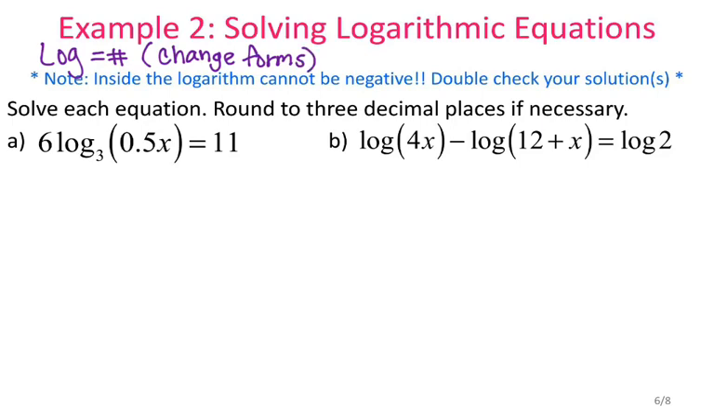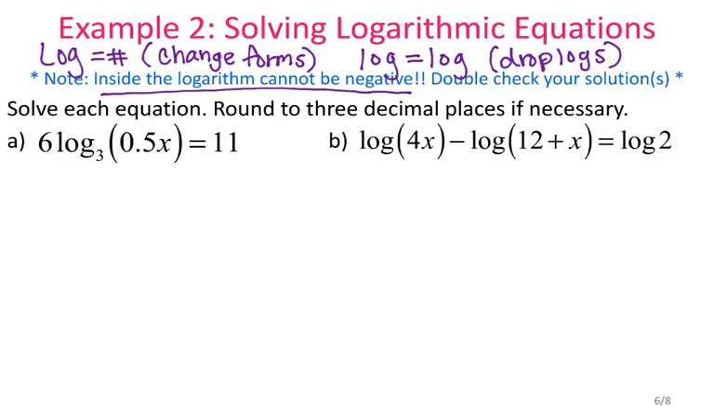So you would change from logarithmic form to exponential form, or if you have log equals log, that is when you are going to drop the logs and set what's inside the logarithms equal to each other. I have this note that the inside of the logarithm cannot be negative, so we will revisit that as we solve the problems. So double check your solutions, and again, we'll revisit that as we go through a problem.